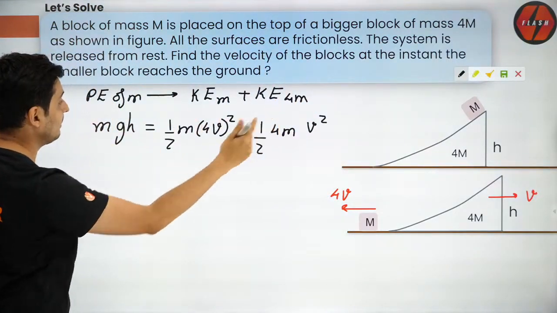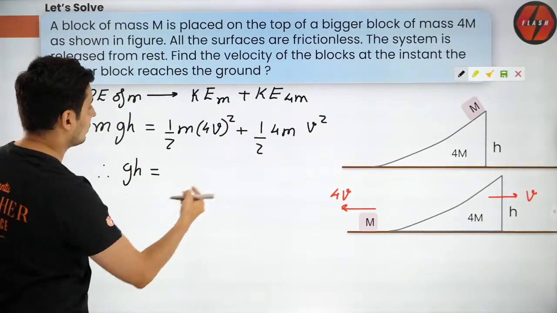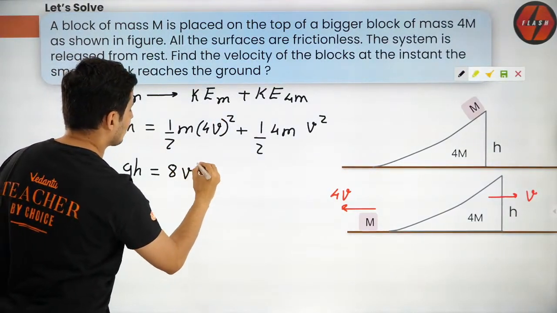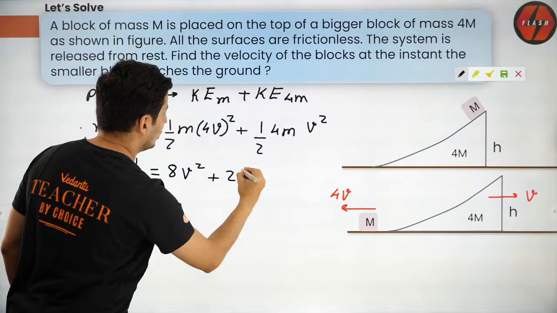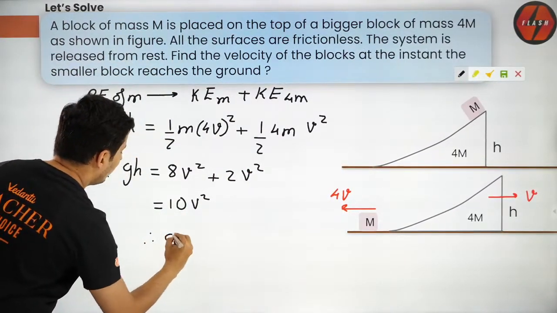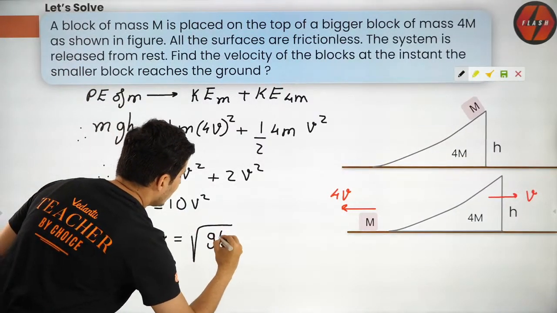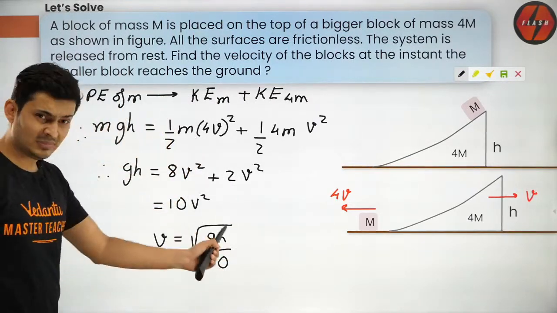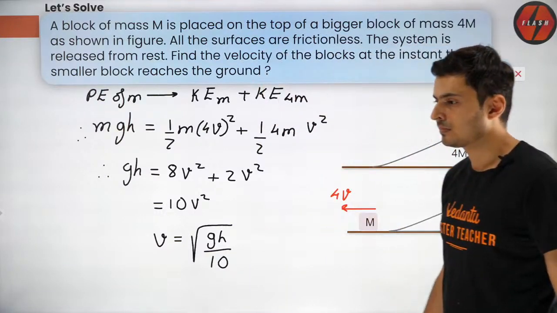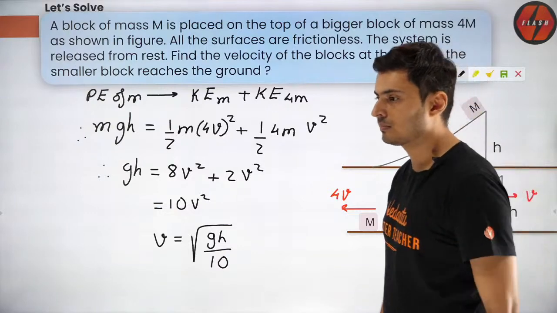So pay attention. m gets cancelled. So you will get gh is equal to, what will this be? 4v square, that is 16. 16 by 2, that's 8. 8v square plus 4 by 2, 2v square. So this will become just 10v square. So therefore, I can just say v is nothing but root of gh by 10. Is that clear, guys? Yes, 4 fellow mass gets cancelled again. Is that clear how this problem has to be done?